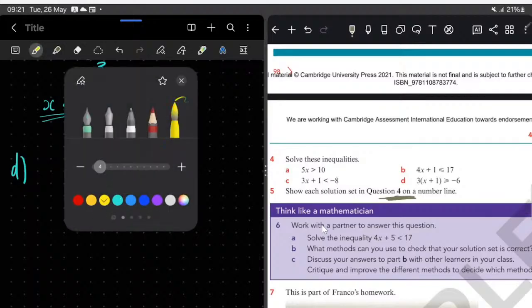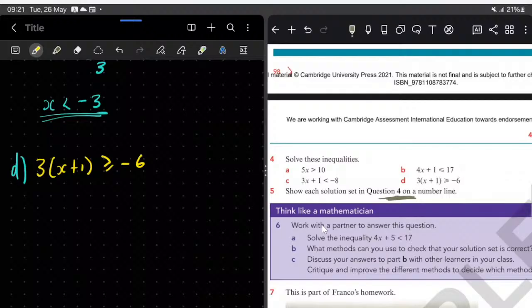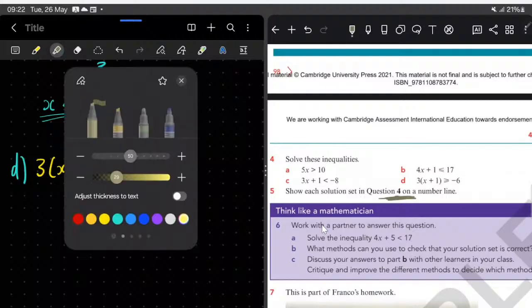It says 3 open bracket x plus 1 is greater than or equal to minus 6. Okay, so what we know is we've been told to solve. Don't do your own thing. You've been told to solve. So when you're solving for x, it means you are removing everything else to remain with x. You are isolating it. You are making it the subject.